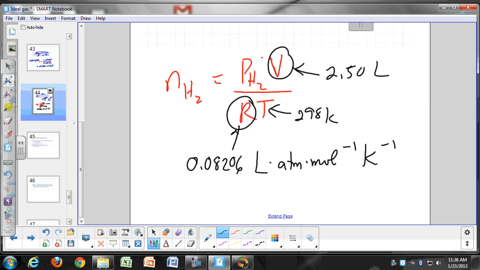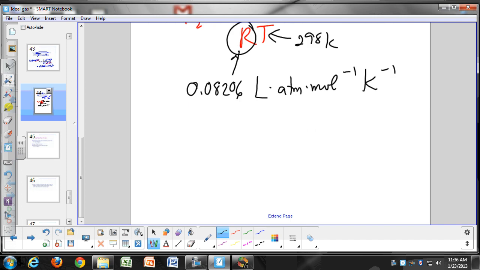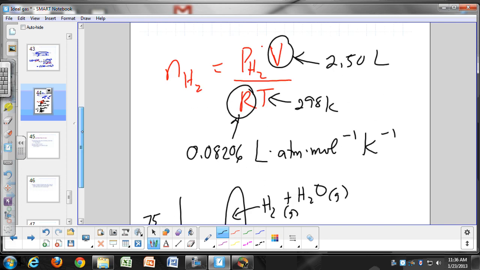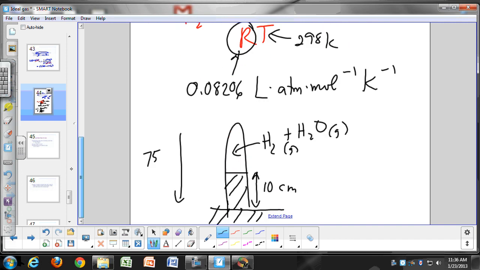How do I know the partial pressure of H2? So here's my sample. This is H2 and water vapor, H2 gas and gaseous water. And this thing is 10 centimeters above the liquid level on the outside. And the barometric pressure is how much? 755 torr.